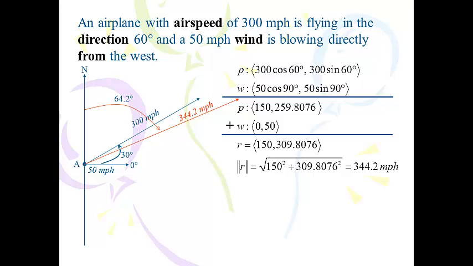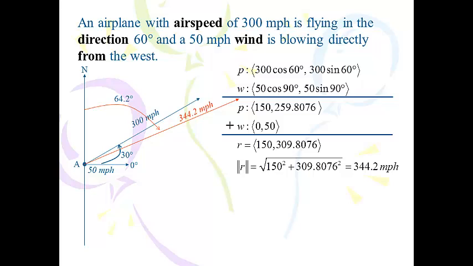Do 50 times cosine 90 and 50 times sine 90, and that is the horizontal and the vertical component for the wind. And then we add the x's and we add the y's. We add the horizontals and we get 150. We add the y's, the verticals, and we get 309.8.